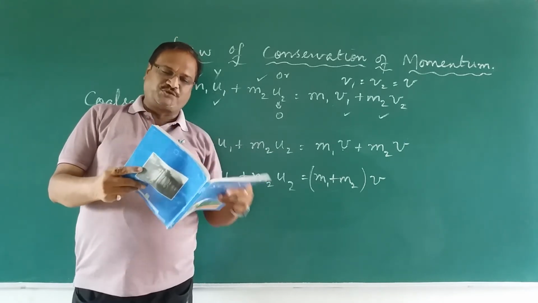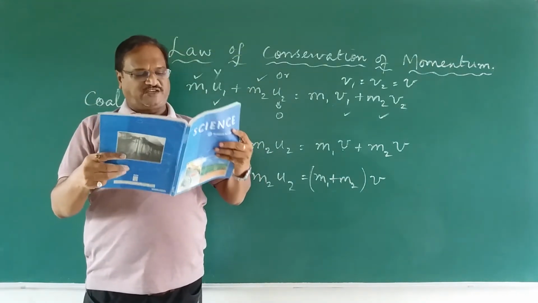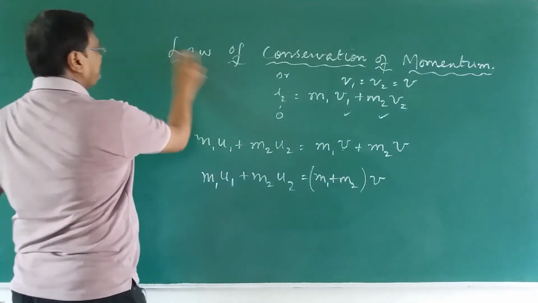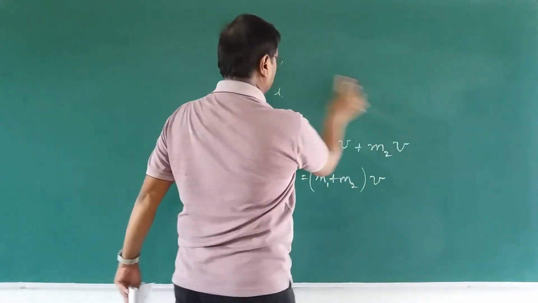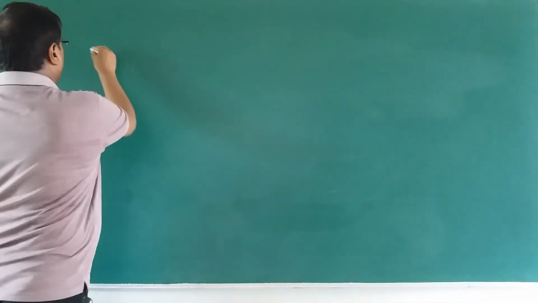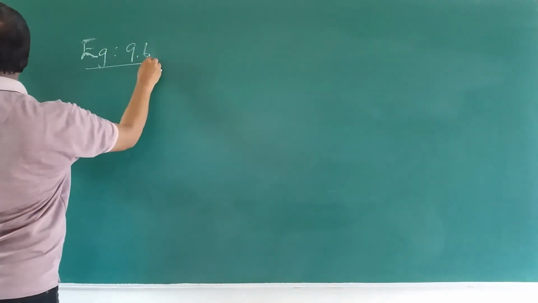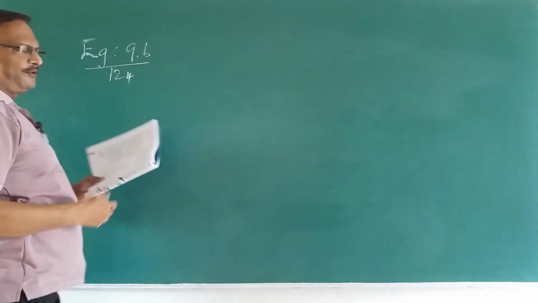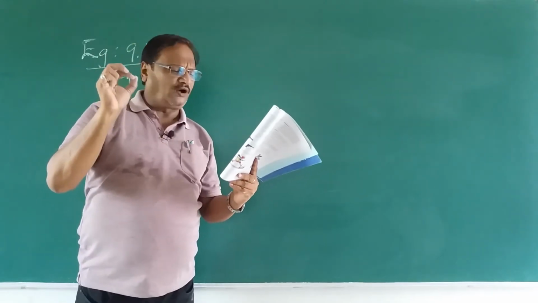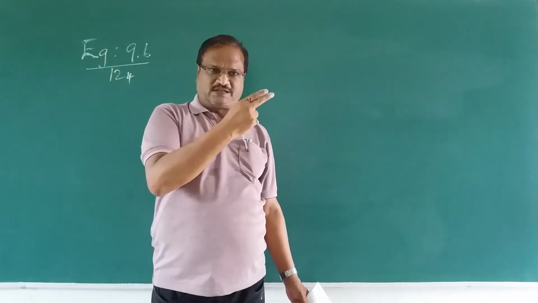Now what I am going to do is, in the 9th standard textbook, page number 124, example 9.6. I am going to do this numerical for you. These are all very important, basic. So in 11th also you should try to do this. A bullet of mass 20 gram. You have a pistol, gun, and you have a bullet.